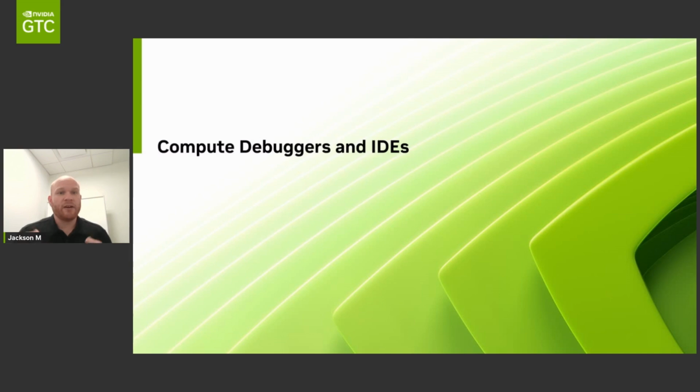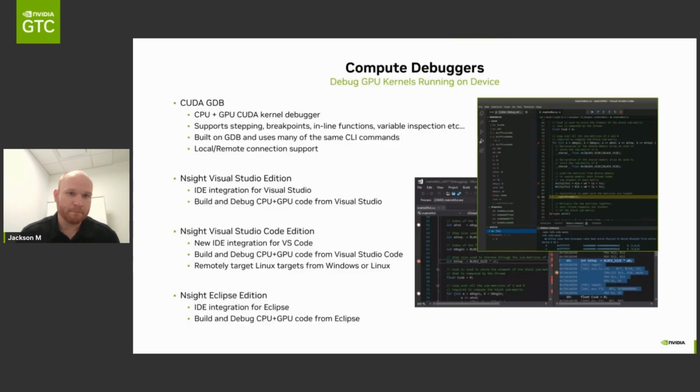To start, let's look at our compute debuggers and IDEs when you're just starting the development process of a CUDA application. CUDA GDB is our command line debugger that does both CPU and GPU debugging. So you can start a debug session walking through your host code and then jump into your device code, just like you would with a normal GDB session. All of the common flags and commands are supported.